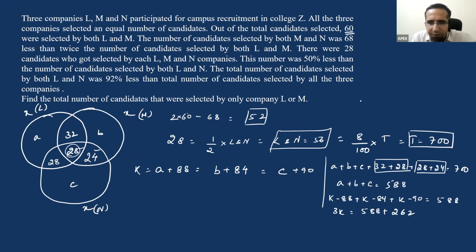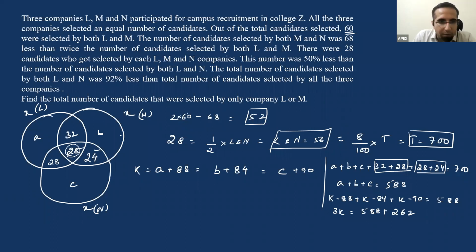Did I go wrong somewhere? One second. So 700 minus 32 plus 28 is equal to 60, and minus this 52 will give me 588. Okay. So 588 plus 90 plus 84 plus 88 gives me 850. So if 3K is equal to 850, then we are not getting the value of K as an integer. There is something wrong that we have done somewhere. Just give me 1 minute, guys.